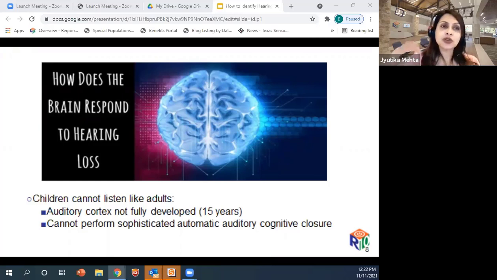First of all, the auditory cortex is not fully developed till almost 14 to 15 years of age. So there is that period of brain development that has to be accounted for, and the fact that language and their world experience and everything is still continuing to be developed. So children's brains do not always respond to hearing loss like that of an adult.